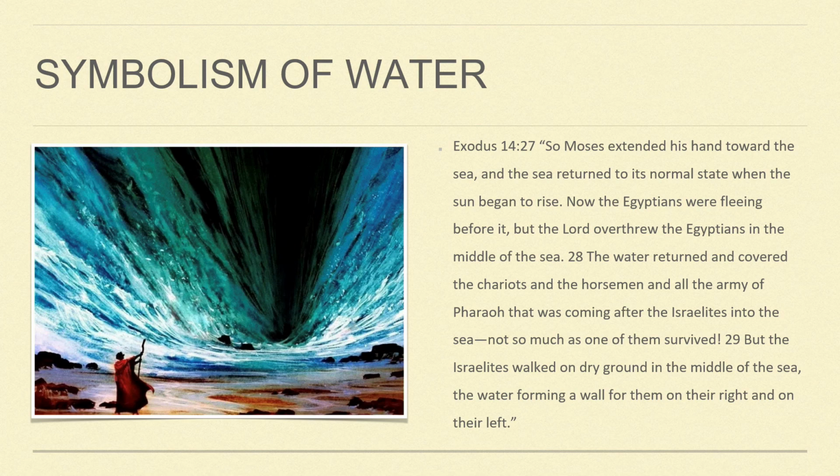We move on to Exodus 14 and 27. So Moses extended his hand toward the sea, and the sea returned to its normal state when the sun began to rise. Now the Egyptians were fleeing before it, but the Lord overthrew the Egyptians in the middle of the sea. The water returned and covered the chariots and the horsemen and all the army of Pharaoh that was coming after the Israelites into the sea. Not so much as one of them survived. But the Israelites walked on dry ground in the middle of the sea, the water forming a wall for them on their right and on their left.